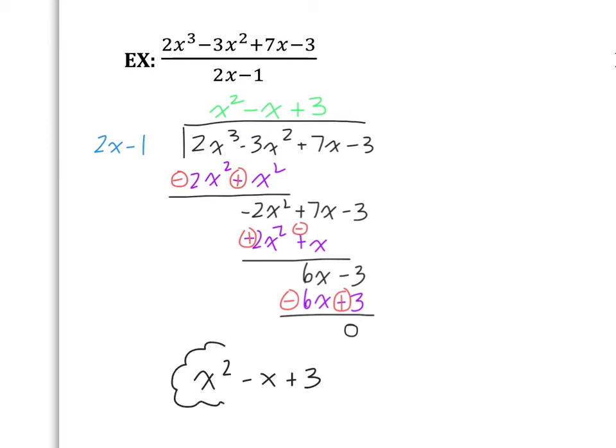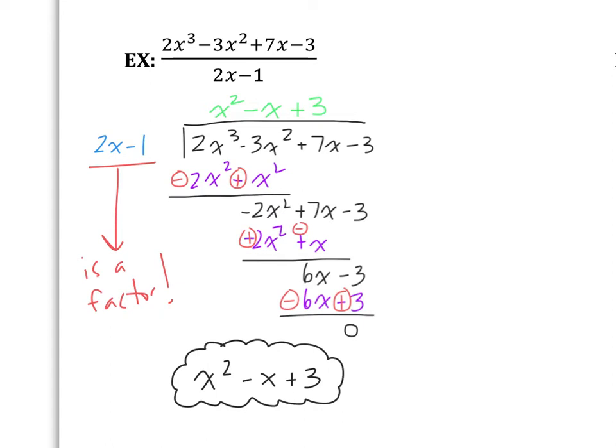It simply means that 2x minus 1 goes into that polynomial evenly. Another way that we can talk about it is 2x minus 1 is a factor. All right, so this guy is a factor, and we'll talk more about that later on. It goes into that polynomial evenly.